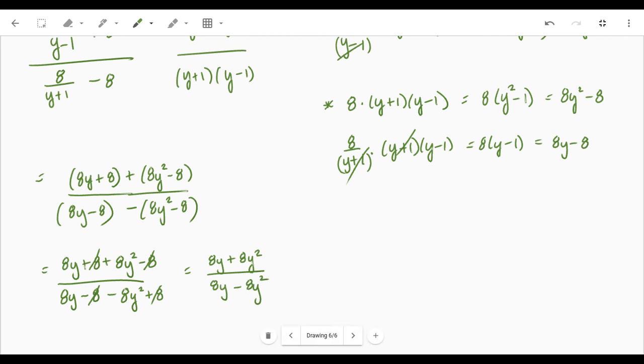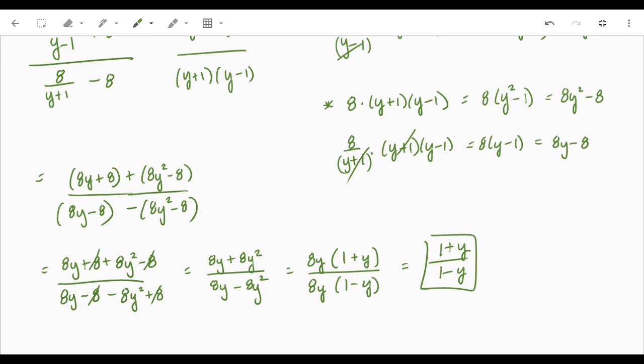Okay, so I've simplified it down quite a bit, but I'm not done yet. There's more I can do here. I can factor out an 8y in the numerator, which leaves me with 1 plus y. And in the denominator, I'm left with 1 minus y. So those 8y's cancel, and my final answer is 1 plus y over 1 minus y. So just be real careful with the negative there.